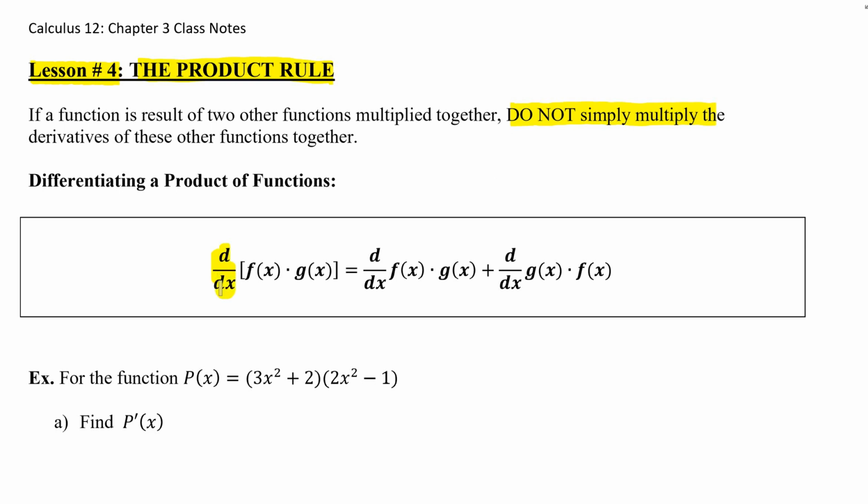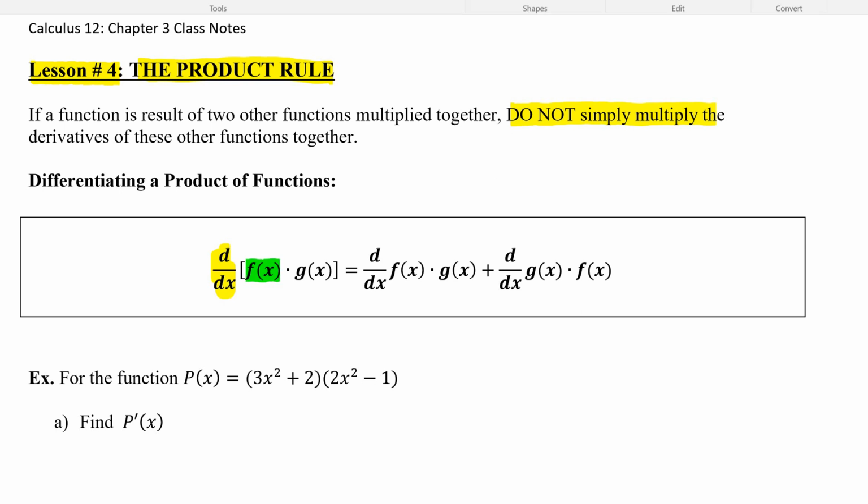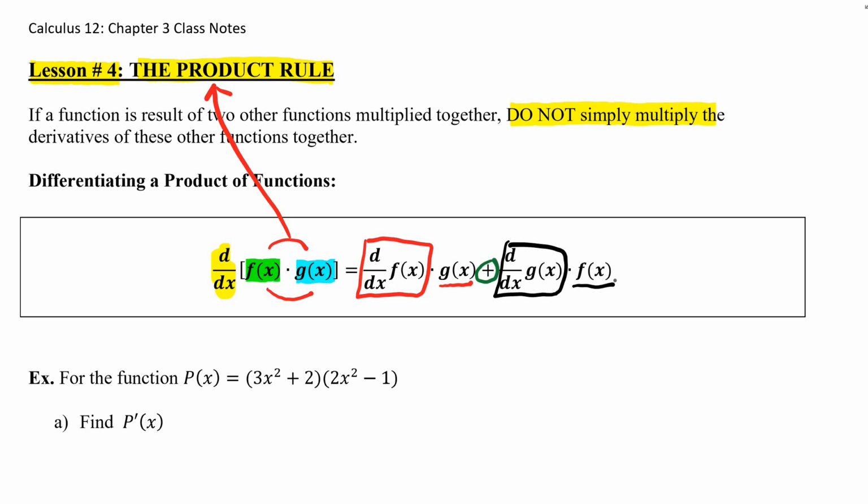So this symbol over here, d over dx, means take the derivative of, and then we have our first function f of x, and that's being multiplied with our second function g of x. They're being multiplied together, and that's why this is called the product rule. The product rule states that if you want to find the derivative of two functions being multiplied together, you take the derivative of the first function, multiply it with the second function, and then add that to the derivative of the second function times the first function. This is a formula that you don't need to memorize, and it will be given to you. You just have to be able to recognize when to use it.